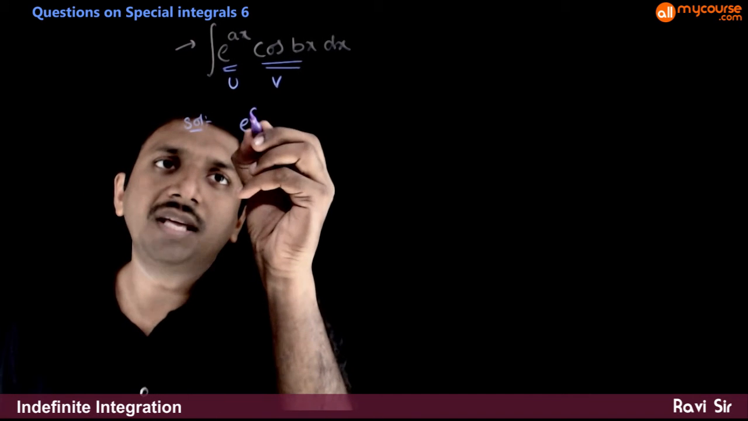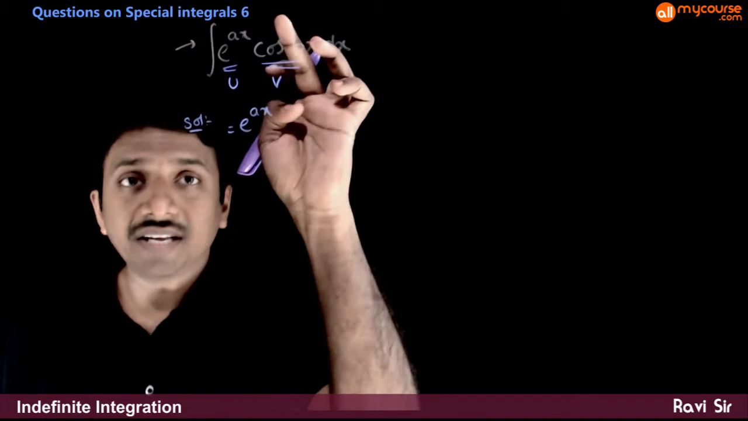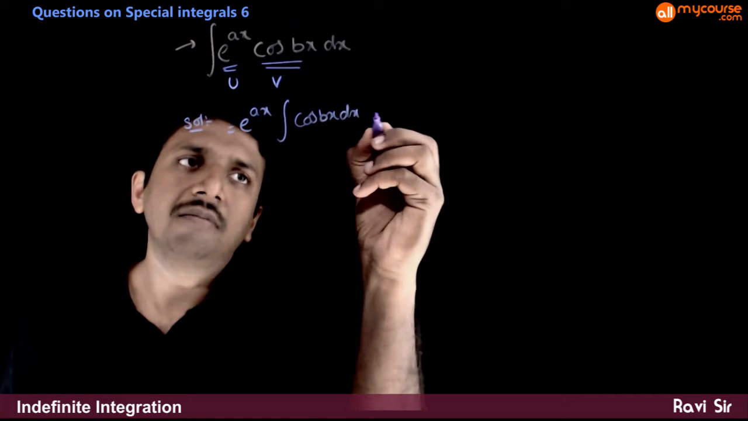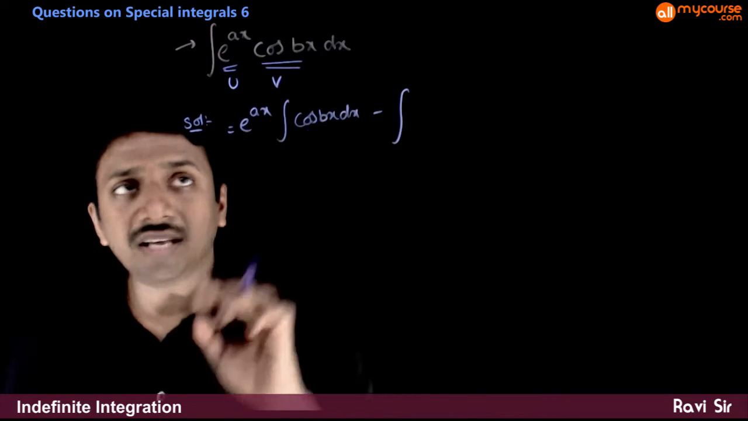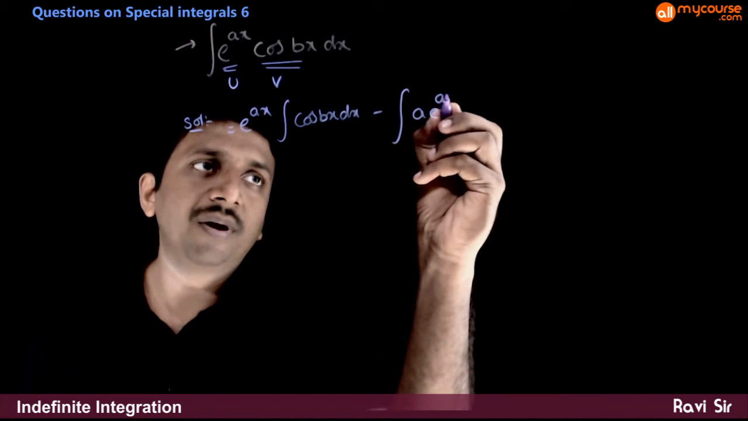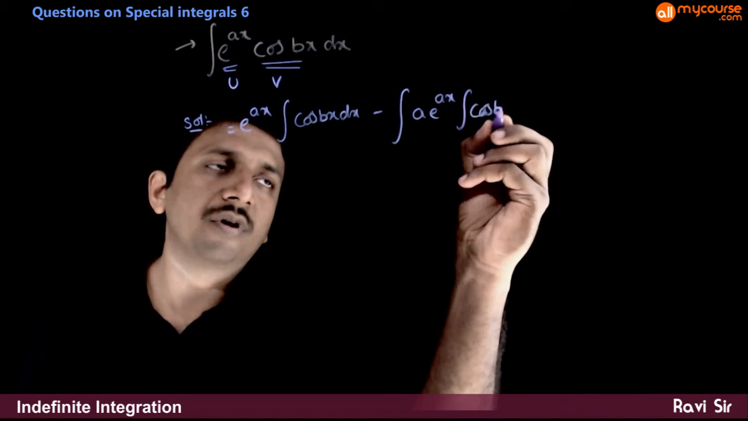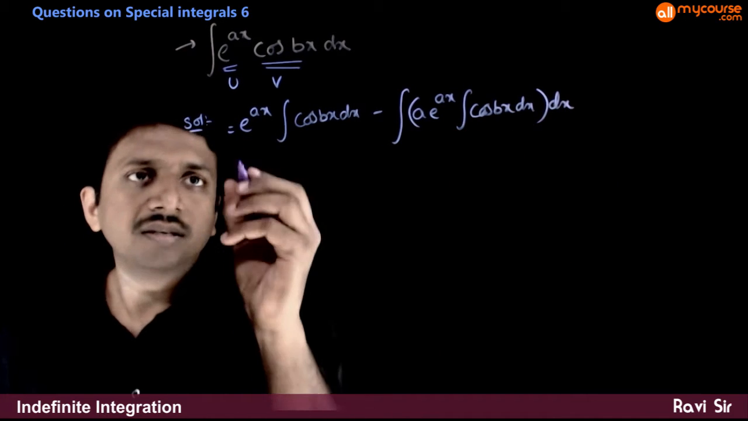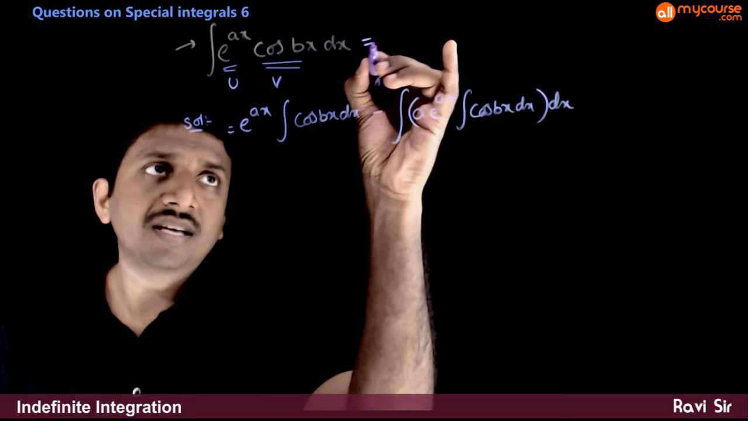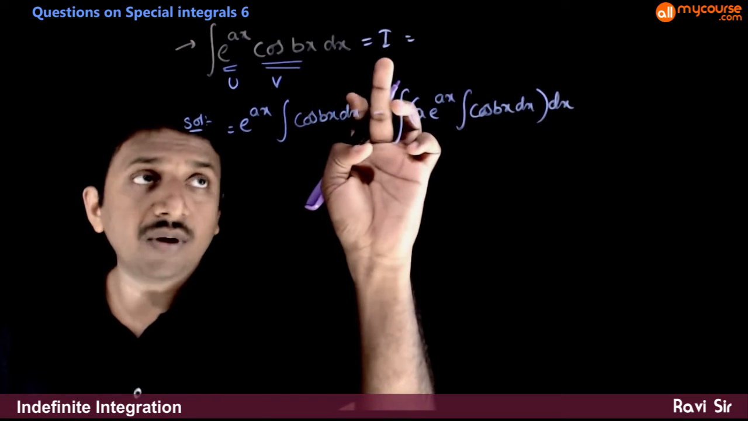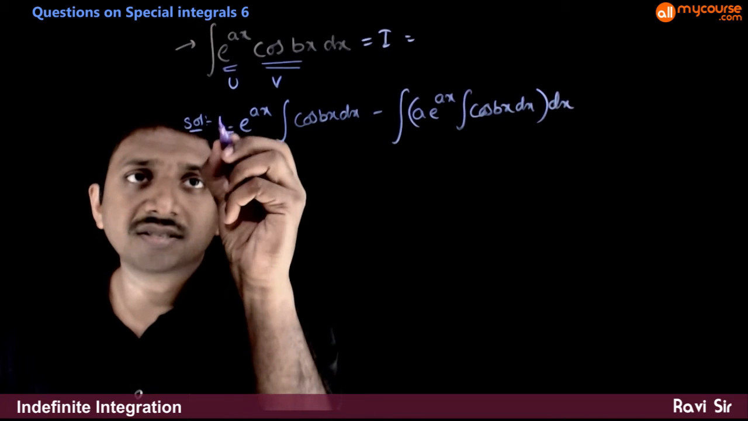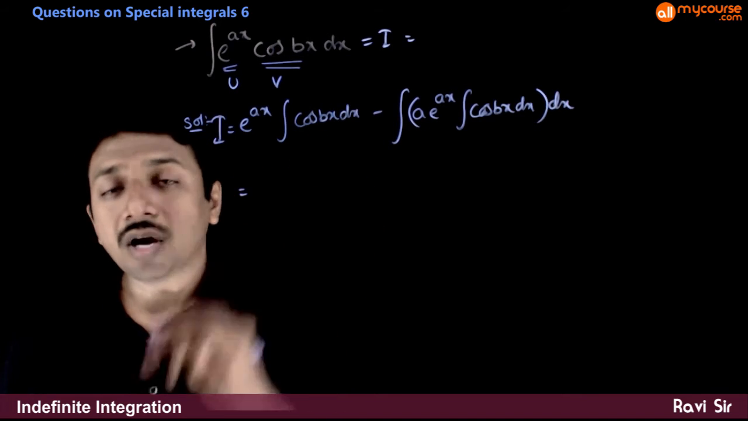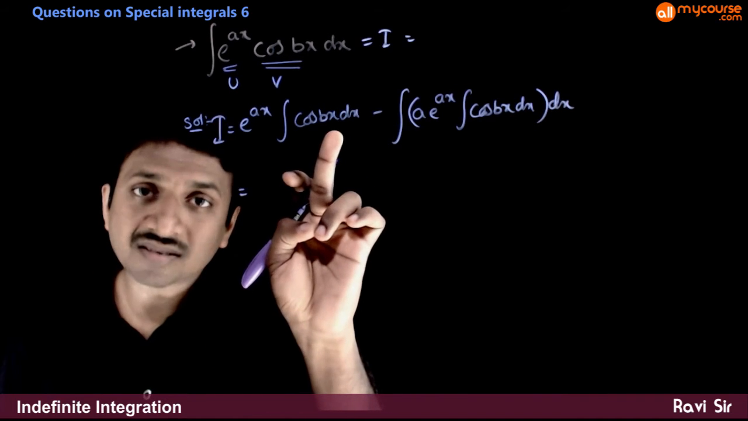So u integral v, e power x. This integration is equal to e power x integral of cos bx dx minus integral of du by dx. The differentiation of this is a e power x times integration of cos bx dx, whole dx. Let us call this integration as I. So I is equal to this. What is the integration of cos bx dx? It is sin bx by b.